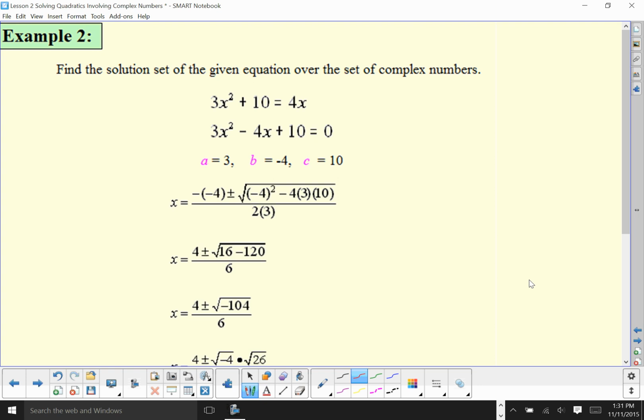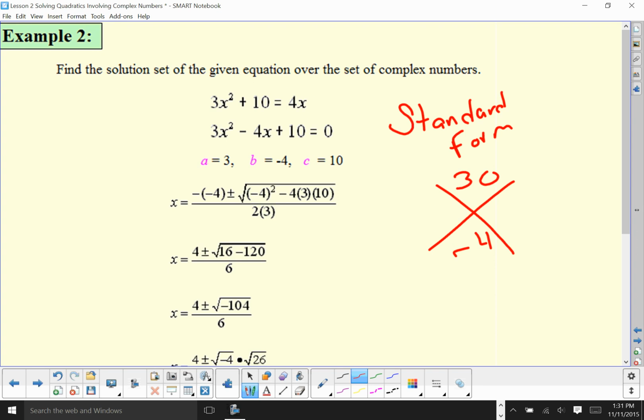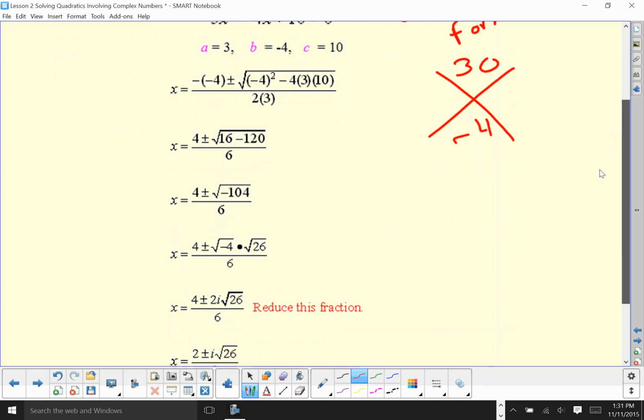A second example, 3x squared plus 10 equals 4x. Again, standard form. You need it in standard form. So that gets it equal to 0. And you want it equal to 0 because when y is 0, you'll be on the x-axis. You then look at factors of 30 that will add up. First thing you might check, factors of 30 that will add to negative 4. There aren't any. Therefore, you're going to resort to either the quadratic formula or completing the square.